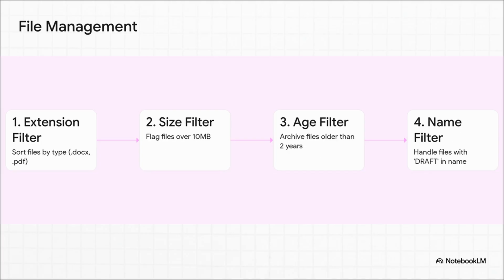Or what about managing files on your computer? Total chaos, right? Well, a filter pyramid can fix that. First, you filter by file type to sort everything. Then, you can filter by size to find those huge files taking up space. Then filter by age to archive old stuff. And maybe a name filter to pull out anything with draft in the title. It's like having your own automated librarian.